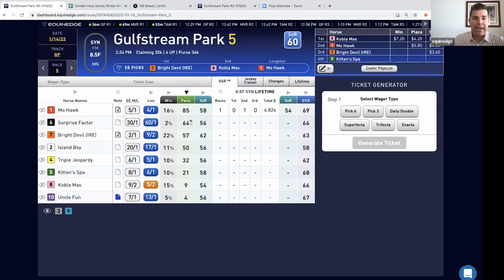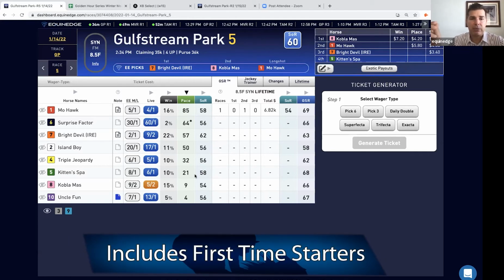So this asterisk really helped in many ways, the front runner algorithm and the pace number in combination. And by the way, we include first time starters in our pace numbers. They predict accurately 67%, including first time starters, who's going to be on the lead or in second place.